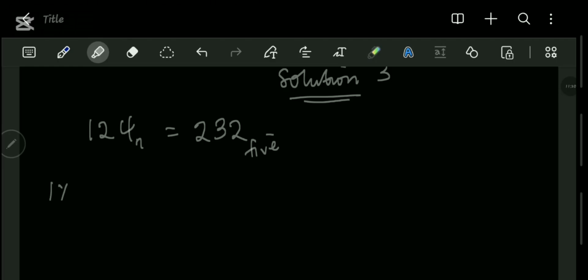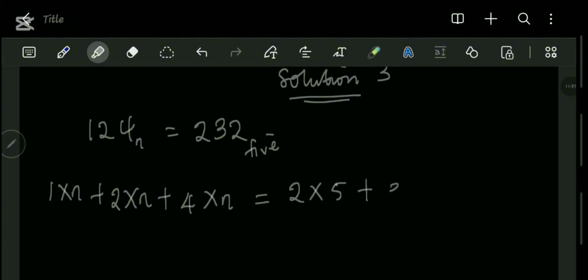I'm having 1 times n plus 2 times n plus 4 multiplied by n, and that's equal to 2 times... this is not in base 10 too, so I'm multiplying each of these by the base written below it. So 2 times 5 plus 3 times 5 plus 2 times 5. So for the right side, on top of the base, I'm putting powers of 10, so 0, 1 and 2, and on this side I'm having 0, 1 and 2, right?